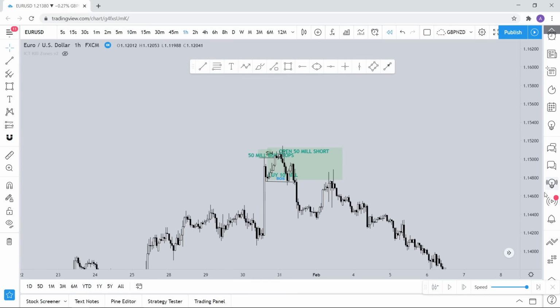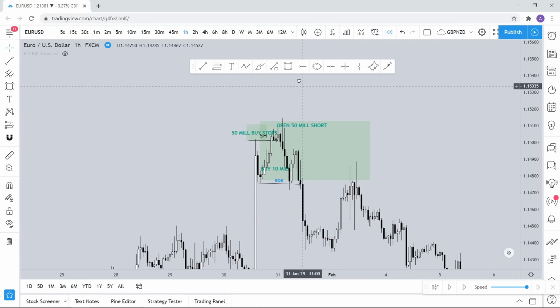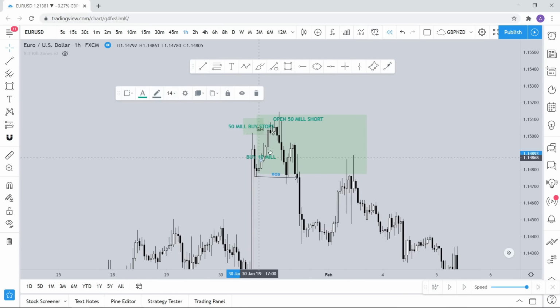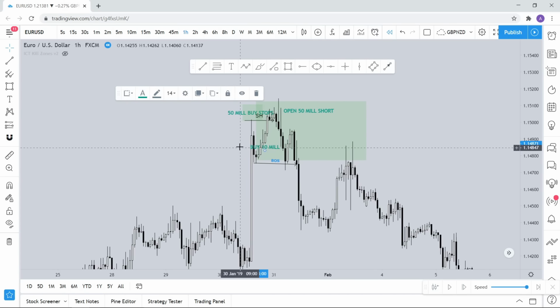So let's go back to this example. Once they grabbed all the liquidity, all these buy stops, and they push price lower, we know now that they have 10 million longs open on this move and 50 million shorts open on this move down. So once price starts going lower, these 10 million longs are going to be in a drawdown, and they don't want to have, of course, a red book.